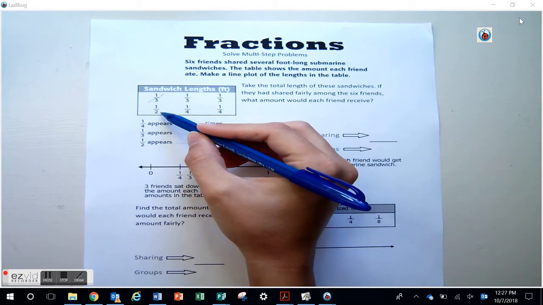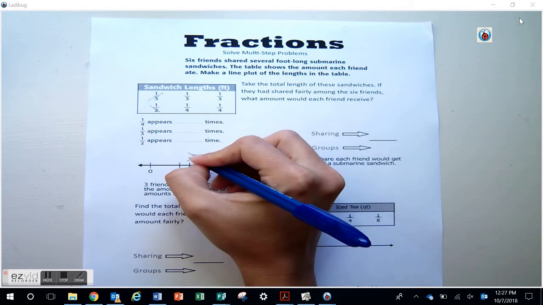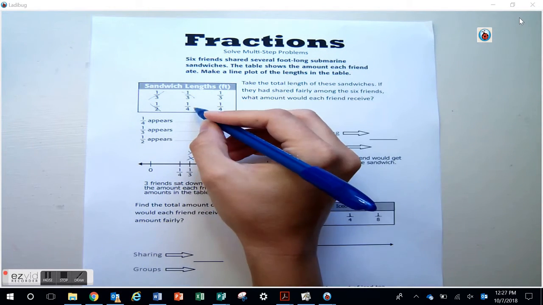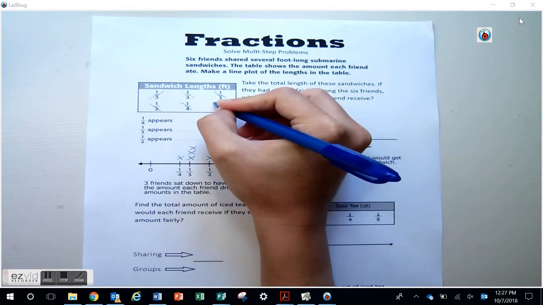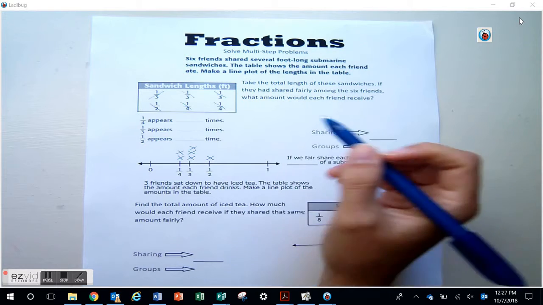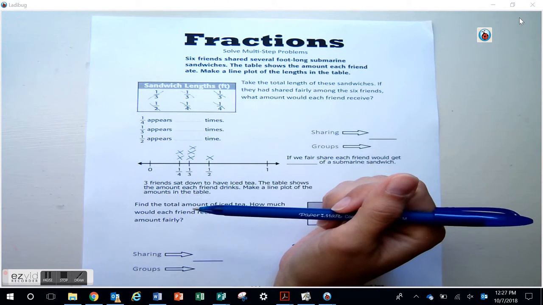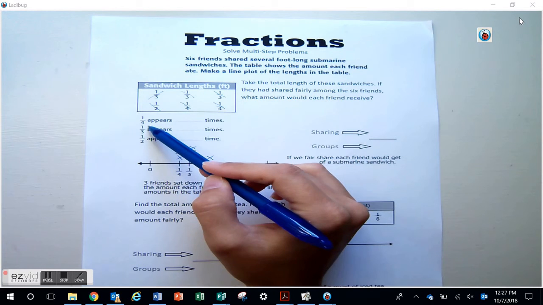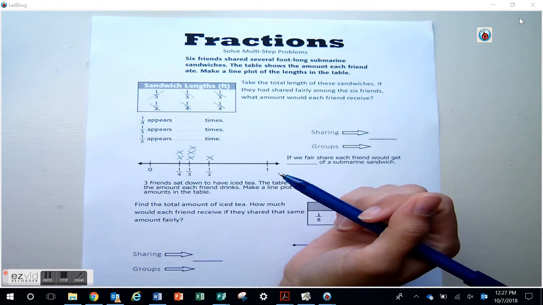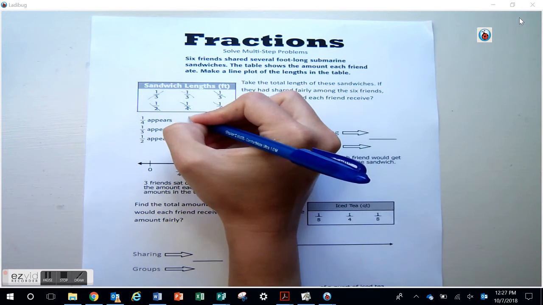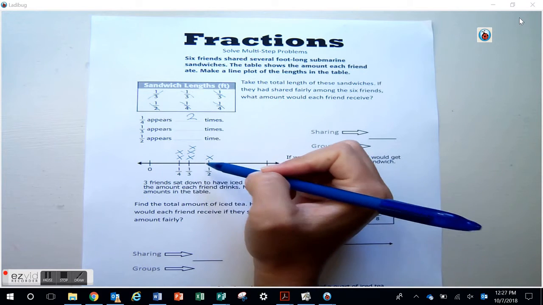Here I see 1/2. Cross that off. 1/3. Cross that off. 1/4. Cross that off. 1/3 and 1/4. Each of these represents a sandwich length in feet. So how many sandwiches were 1/4 foot according to our table? Well, we had 2 sandwiches, which means that we see it on our line plot 2 times.